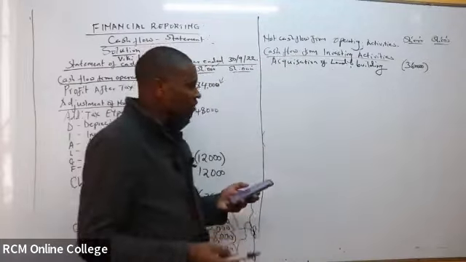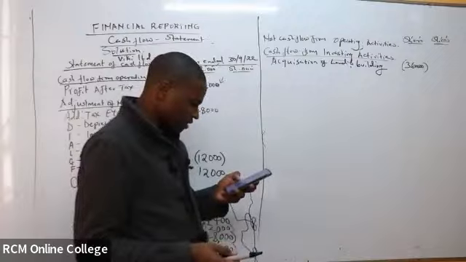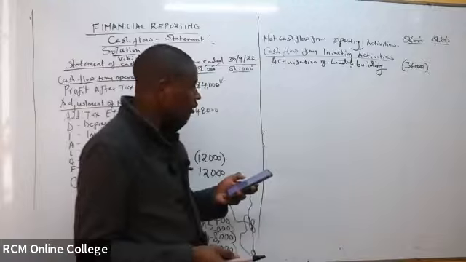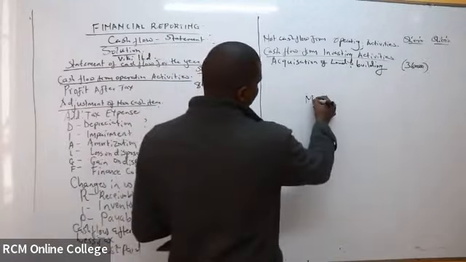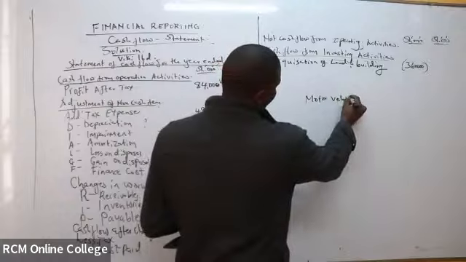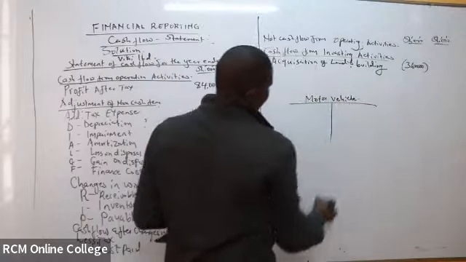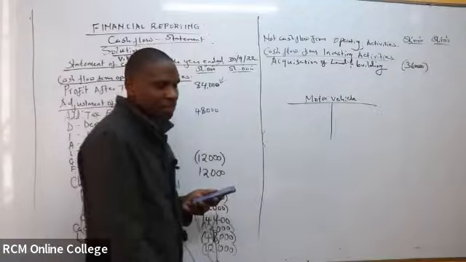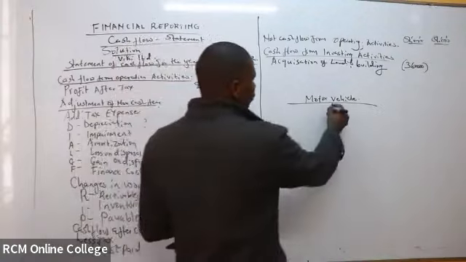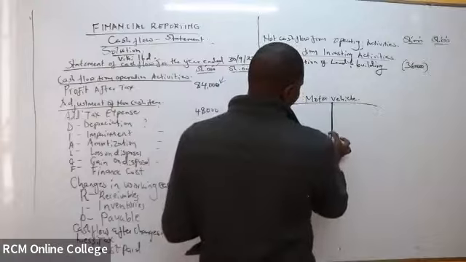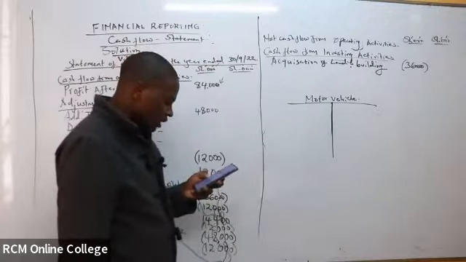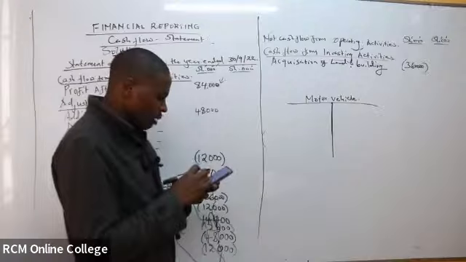Good. Now, the other item that we are remaining with here, class, is this motor vehicle. Still, this is an asset. It has a debit balance. Now, what we do in order to get this, we look at what we've been given about motor vehicle here.